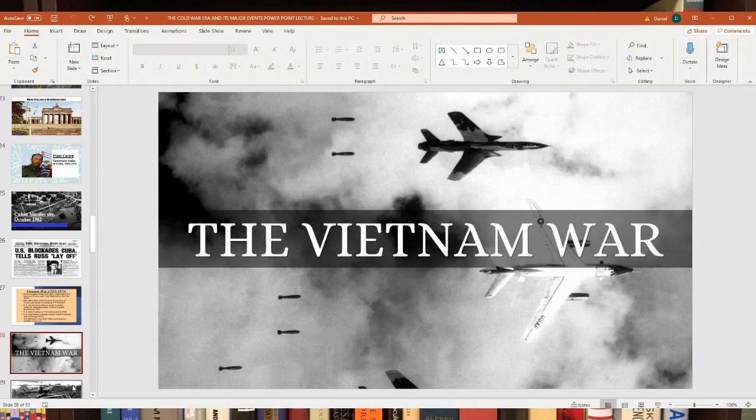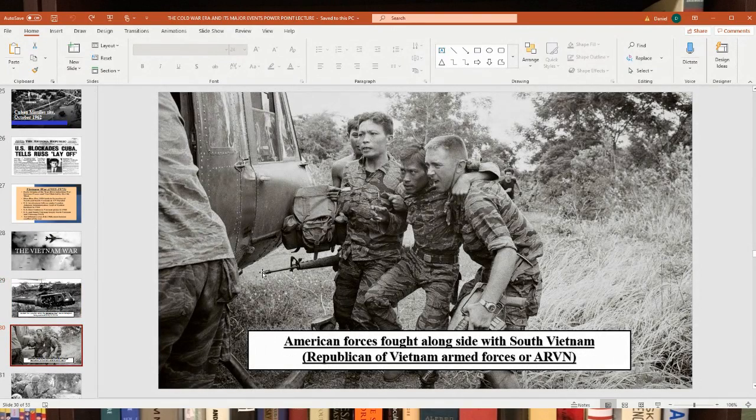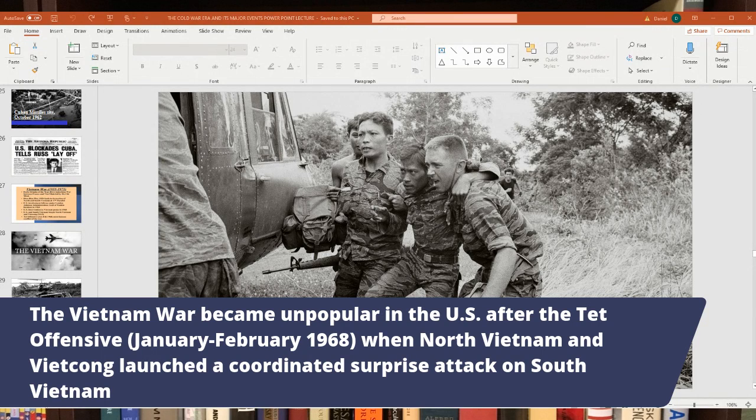Of course, if you know about the Vietnam War, it was often called the helicopter war because of helicopters being used quite a lot to go everywhere throughout South Vietnam. There, of course, there's some American and ARVN soldiers together fighting right there. Anyway, the peak of the Vietnam War was the Tet Offensive. You know about this in 1968.